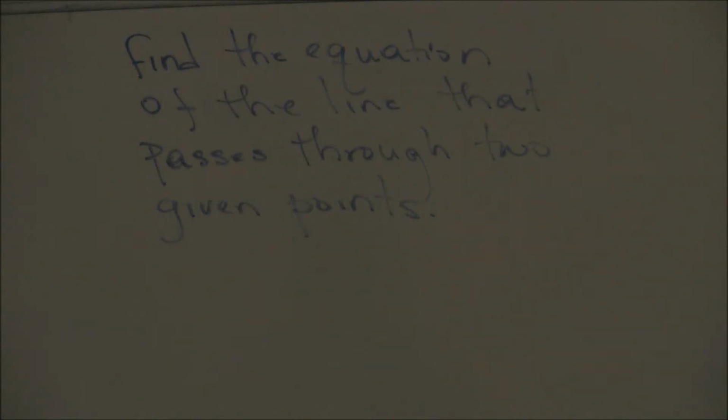Today we're going to find the equation of the line that passes through two given points, which means two coordinate points will be given and we have to use these 2 points to find the equation of the line, which would be in the form of f of x equal mx plus b. Now stay with me to see how this is done step by step.